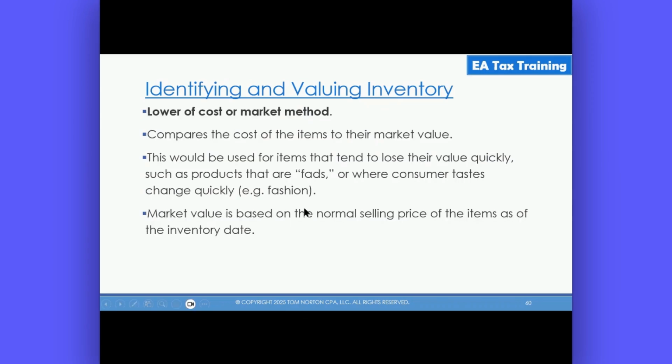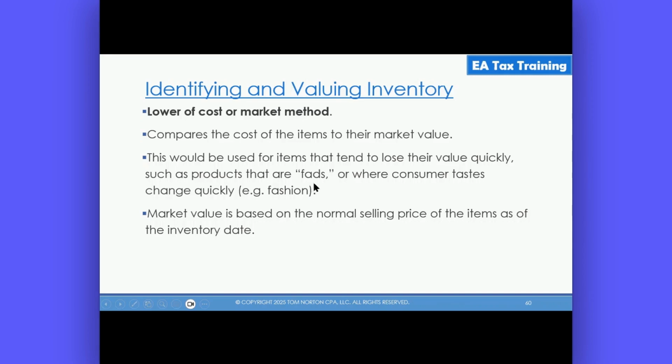The lower of cost or market method compares the cost of the items to their market value. So this would be used for items that tend to lose their value quickly, such as products that are fads or where consumer tastes change quickly, such as fashion. So maybe you've got a bunch of last year's dresses that didn't sell, and now this year's dresses are out, and so last year's dresses are kind of blasé. Nobody wants to purchase them anymore. So those dresses may not be worth even what you paid for them.